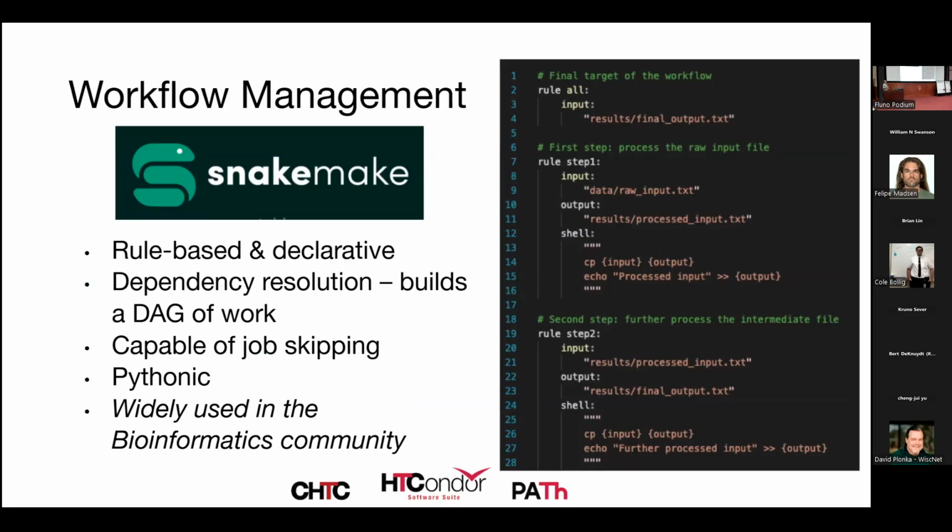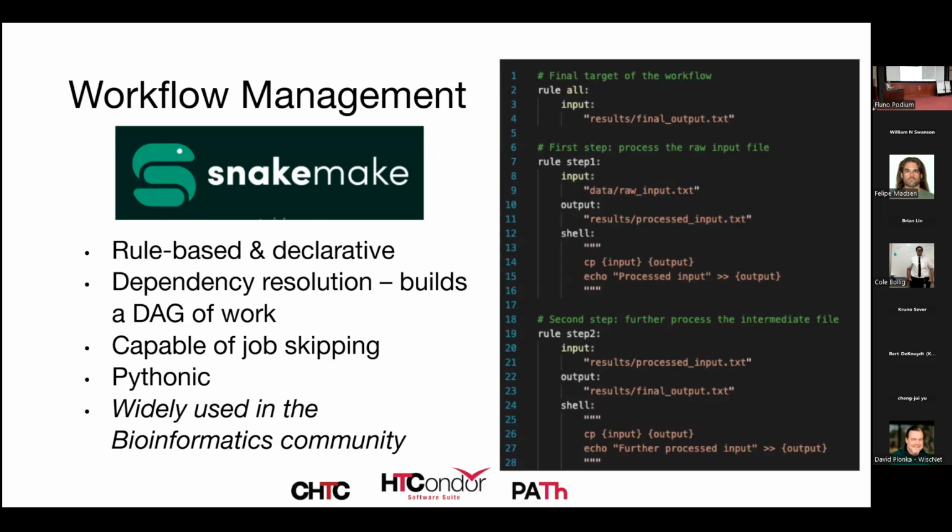It's rule-based and declarative. So rather than saying do X, we say produce X. So we take an input file, we apply some kind of function to that input file, and we produce an output file. It has a few other nice things that come with workflow management, the ability to determine which sections of the workflow need to run, maybe which need to be rerun, those kinds of things. And really nicely for us, it's Pythonic.